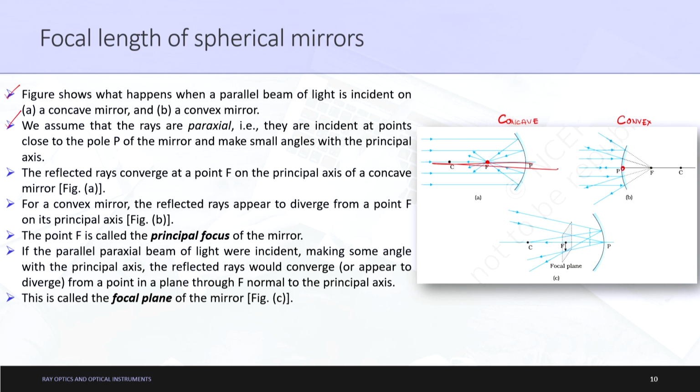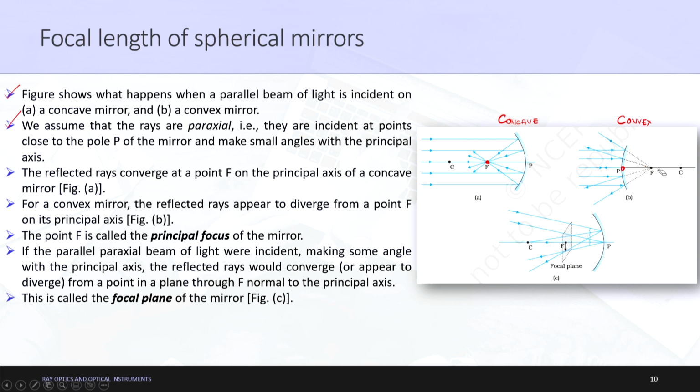Yes, please make sure it is the principal axis of a concave mirror, as you can see in figure A. For a convex mirror, the reflected rays appear to diverge from a point F. Quite evident, as you can see, the rays cannot just go through the mirror, they have to diverge. But if we plot the rays backwards, we can find that every reflected ray is emerging from a virtual point called the focus of the mirror, or point F. Okay, so for a convex mirror, the reflected rays appear to diverge from a point F on its principal axis. This is called your principal axis.